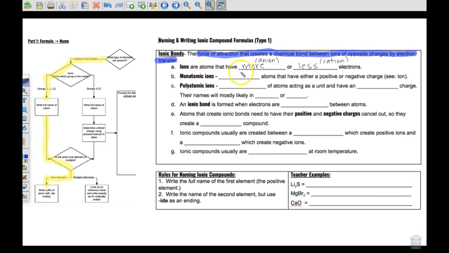A monatomic ion is a single atom that has either a positive or negative charge. Monatomic ions and ions can be used interchangeably. Polyatomic ions are groups of atoms acting as a unit and have an overall charge. Polyatomic ions are easy to spot in terms of name because they'll most likely end in ate or ite. And you'll get a reference sheet for polyatomic ions.